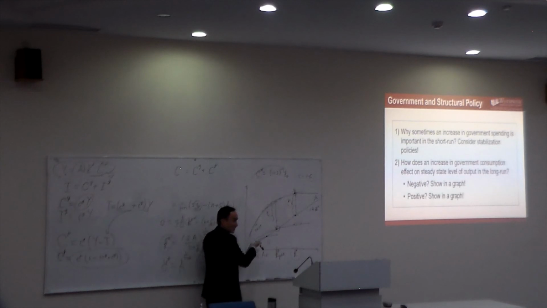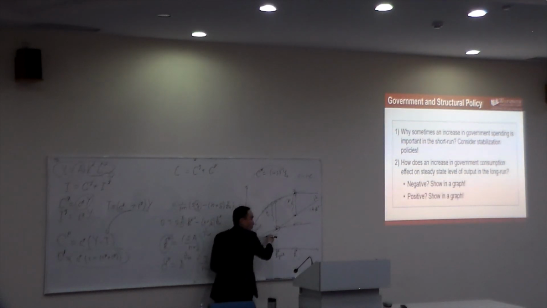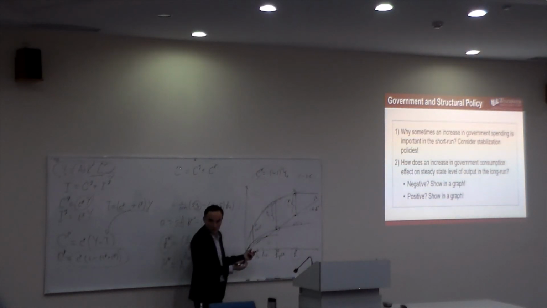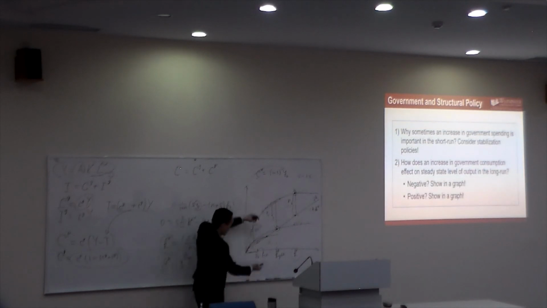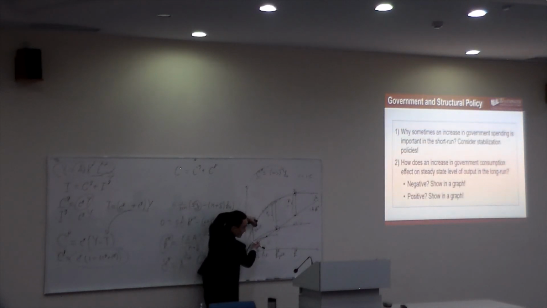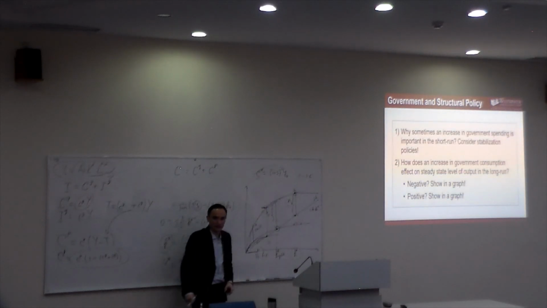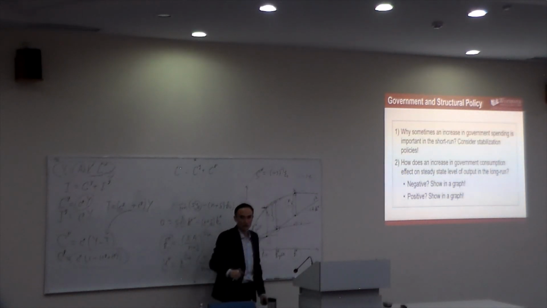How does an increase in government consumption affect the steady-state level of output? If government increases consumption, which means that consumption will be more, right? Investment rate is going to be less. And in the long run, output will be less. Is it true? It is true. Because if government starts increasing its consumption, investment rate is going to be less, and output in the long run will be less. Okay? But there are a number of arguments that it's not going to affect negatively.